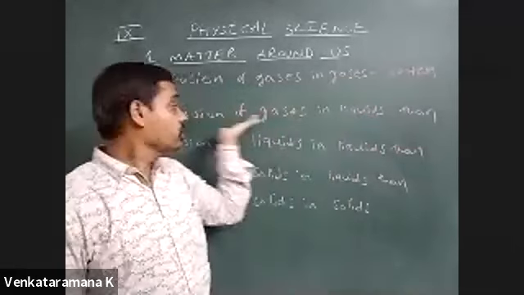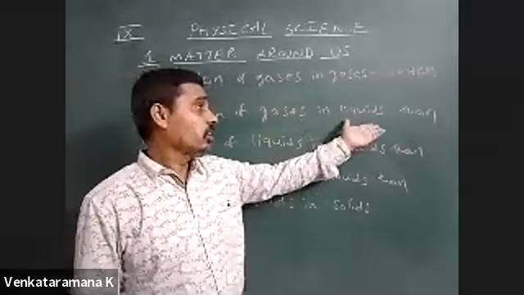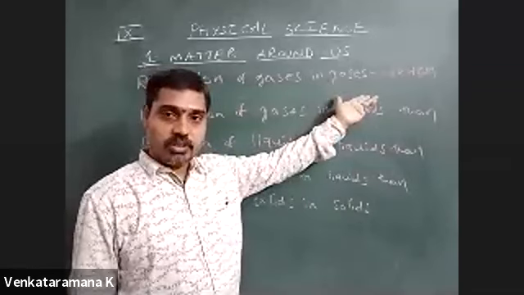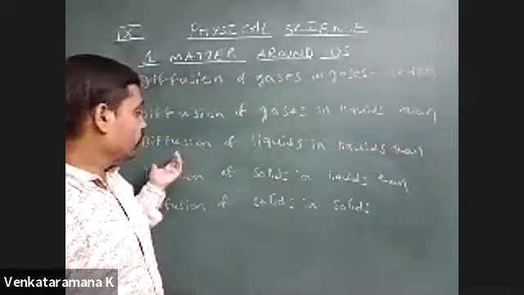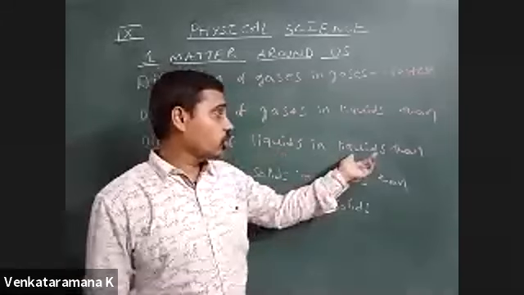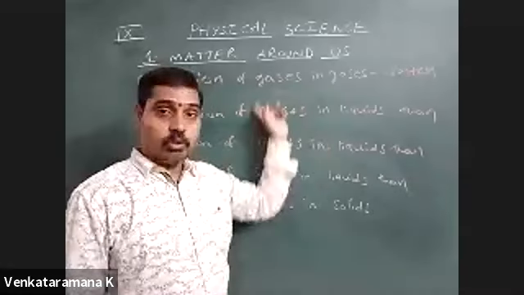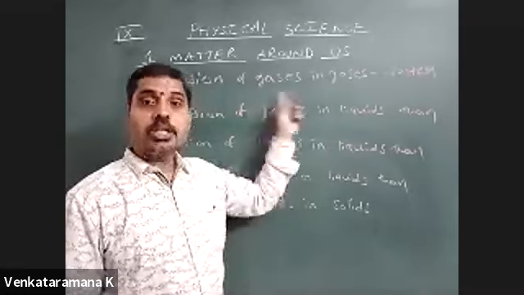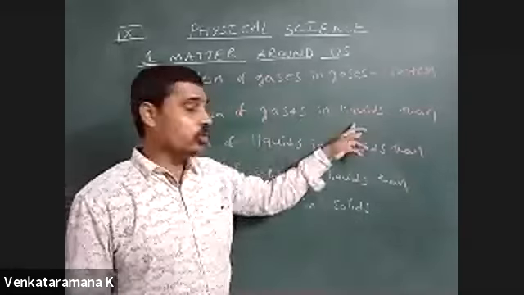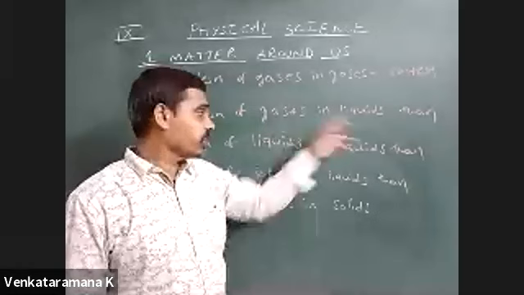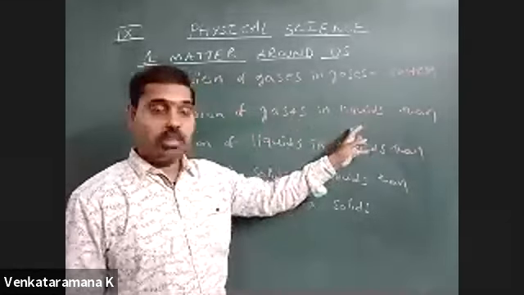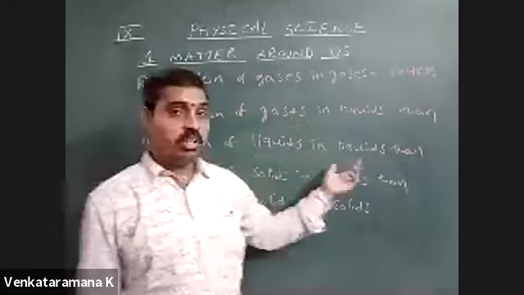That's why the diffusion of gases in liquids is slower than the diffusion of gases in gases. Next, why is the diffusion of liquids in liquids slower than the diffusion of gases in liquids? In gases, the intermolecular space is more and the intermolecular attraction is less. As a result, they can diffuse fast. They can mix with liquids fast. They can occupy the liquid space faster compared to liquids in liquids.